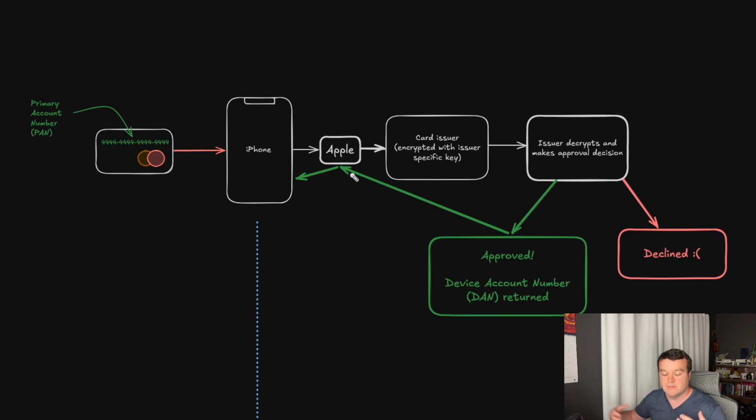So they take the card number. They don't store it on their servers at all, but they take that card number. They take the information that they need to be able to pass along and they encrypt it with an issuer-specific key. So for MasterCard, they have a specific key that only MasterCard knows.